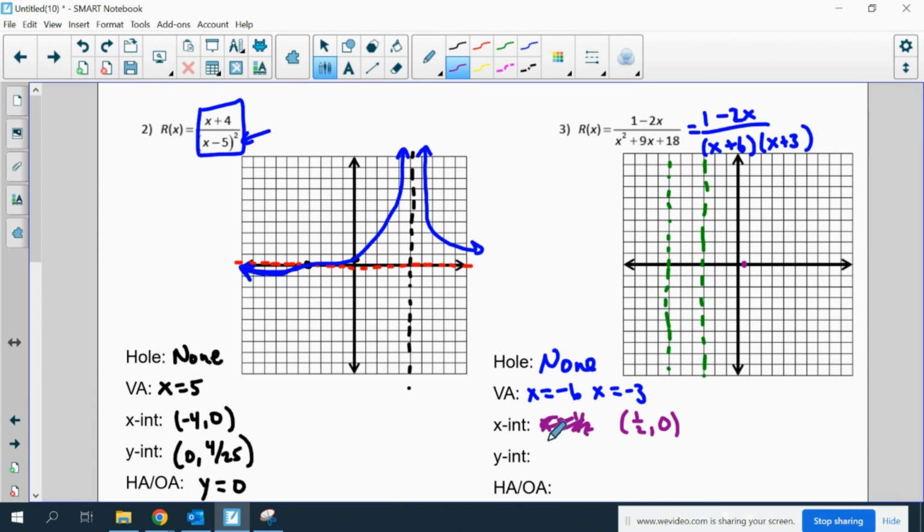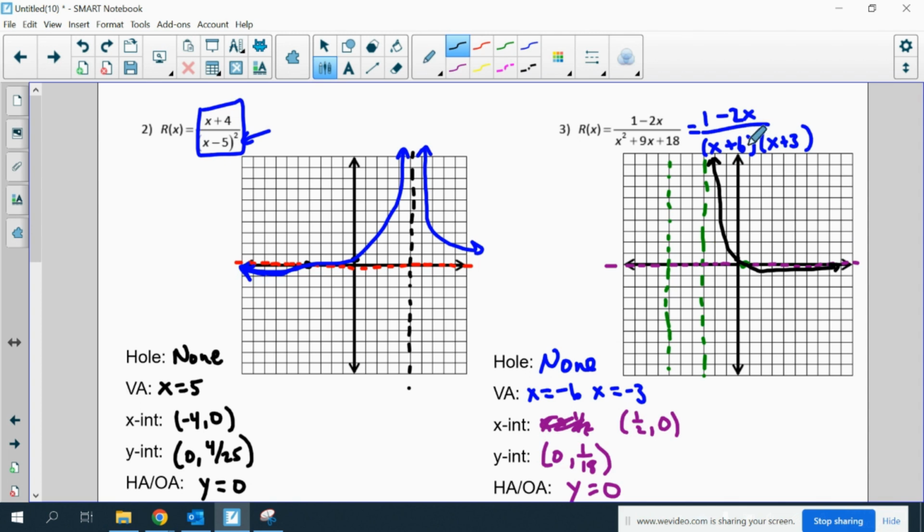Y-intercept is 1/18 if I set x equal to 0. Horizontal asymptote would again be y equals 0. So once again, the function actually crosses the horizontal asymptote right there. So my y-intercept is pretty low. I have these points, it crosses, and then comes back toward the line.